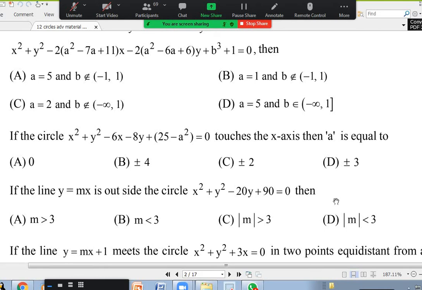Okay, those who completed, you can try the 11th question, or if you have the PDF, you can try further. I sent it in the WhatsApp.